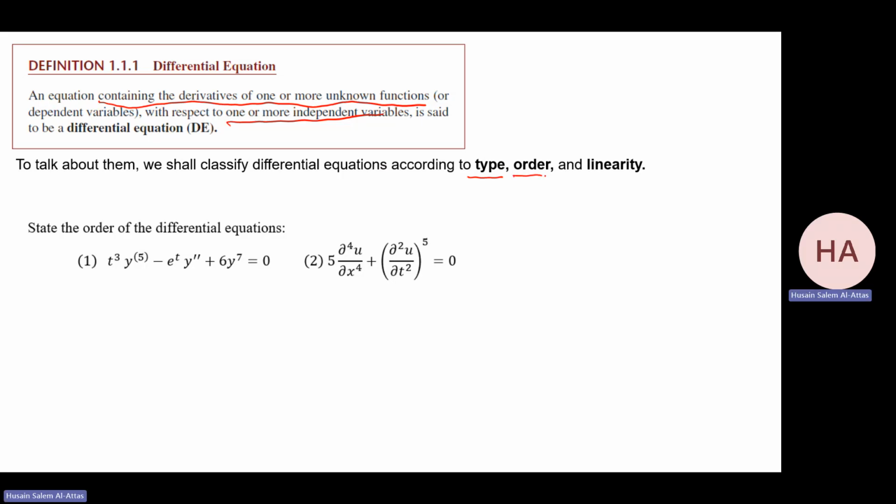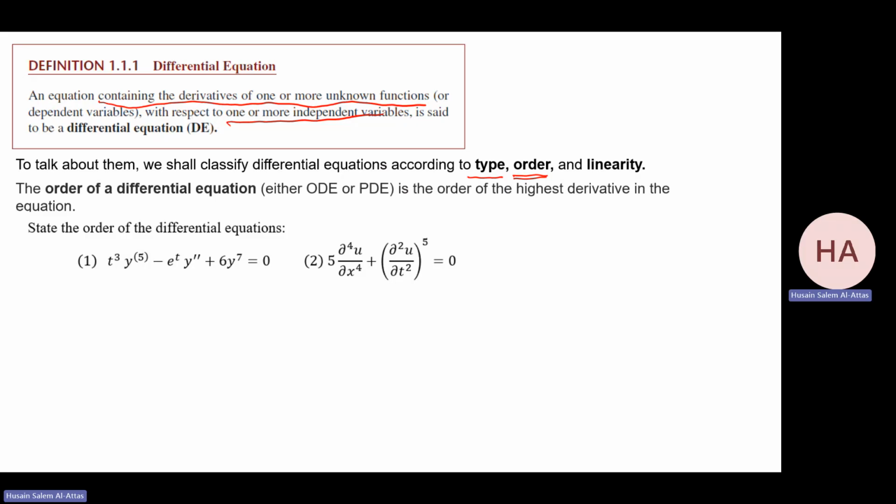Order: what's the meaning of the order? Order means the order of the highest derivative in the equation. I'm looking for the highest derivative in the equation. So if you look at this equation, what is the highest derivative? I have a fifth derivative here, a second derivative here, and here I don't have a derivative, so the highest derivative is the fifth derivative. So the order is 5 here.